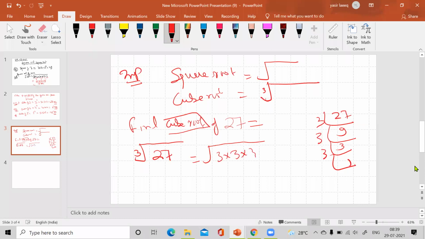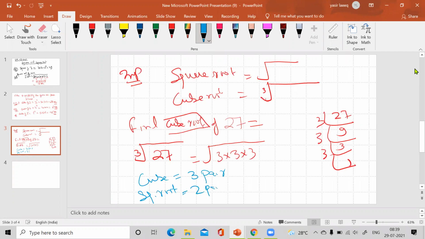Factorization. Remember this method. In cube root, you have to make a pair of 3. In square root, we will make a pair of 2. We will write prime numbers.